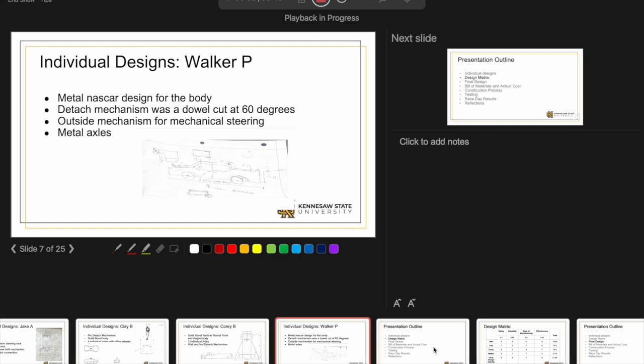Now let's look at my design. My design was a metal NASCAR design for the body. I don't know if you guys see NASCAR. I hope so. Very interesting, I'll say.